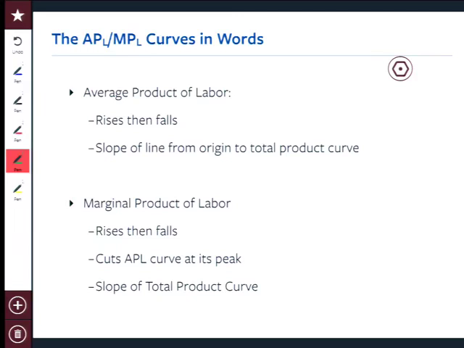The marginal product of labor rises and then falls. We saw it has a nice peak. It cuts the average product curve at its peak. And I'm going to show you in a second that it is the slope of the total product curve.